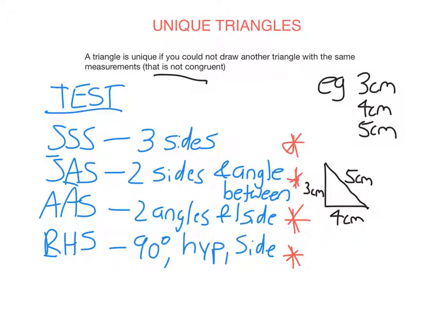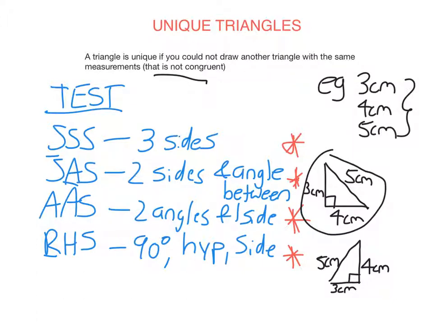Now, of course, you might have drawn it like this. You might have drawn the 3 centimeter side here, and you might have done that, right? But what I'm saying is, even though these triangles have a different orientation or are facing a different way, this triangle and this triangle, they are congruent triangles. So any triangle I draw with these three side lengths will be congruent to this triangle, so it'll be the same as this triangle.